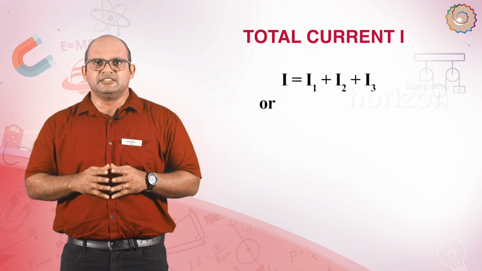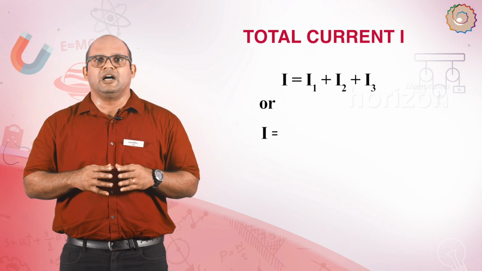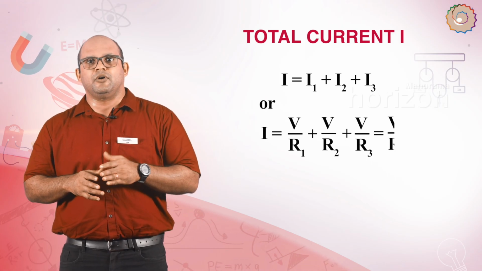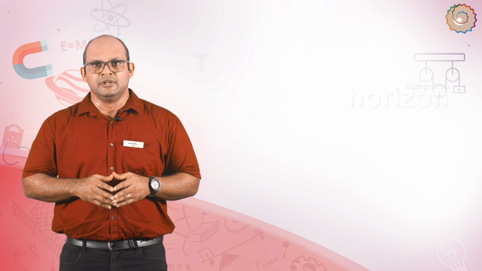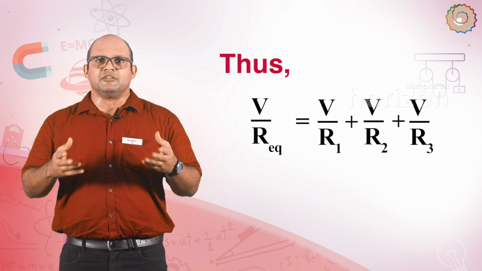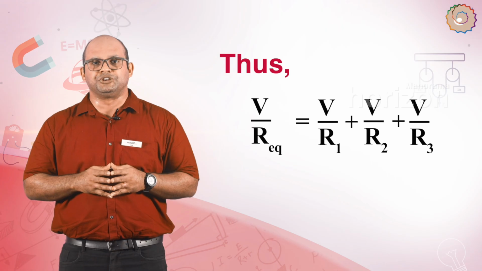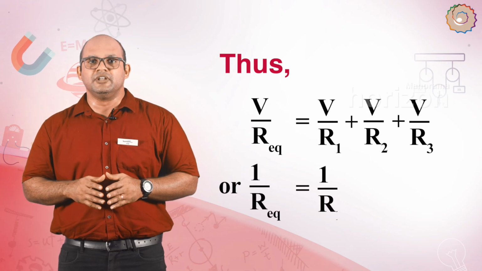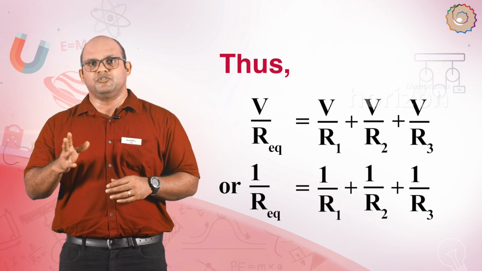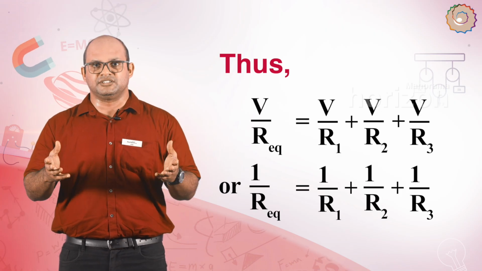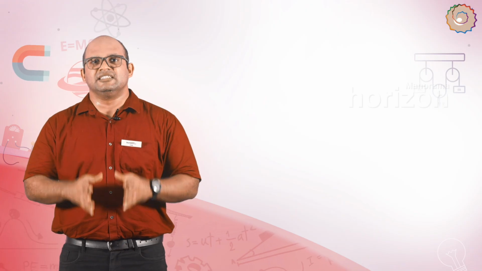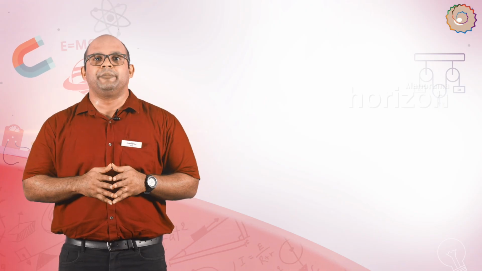We can rewrite this expression as V upon R equivalent is equal to V upon R1 plus V upon R2 and so on. Since V is common to both sides of this equation, we can remove it and this gives us a new expression: 1 upon R equivalent is equal to 1 upon R1 plus 1 upon R2 and so on. In this case, there are three resistances, so till 1 upon R3. This gives us the equivalent resistance of a parallel network.